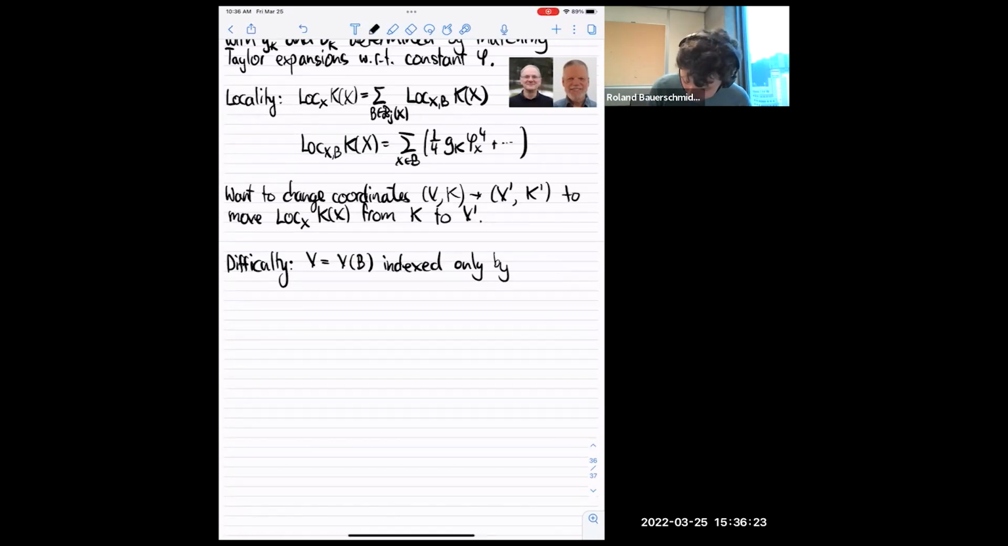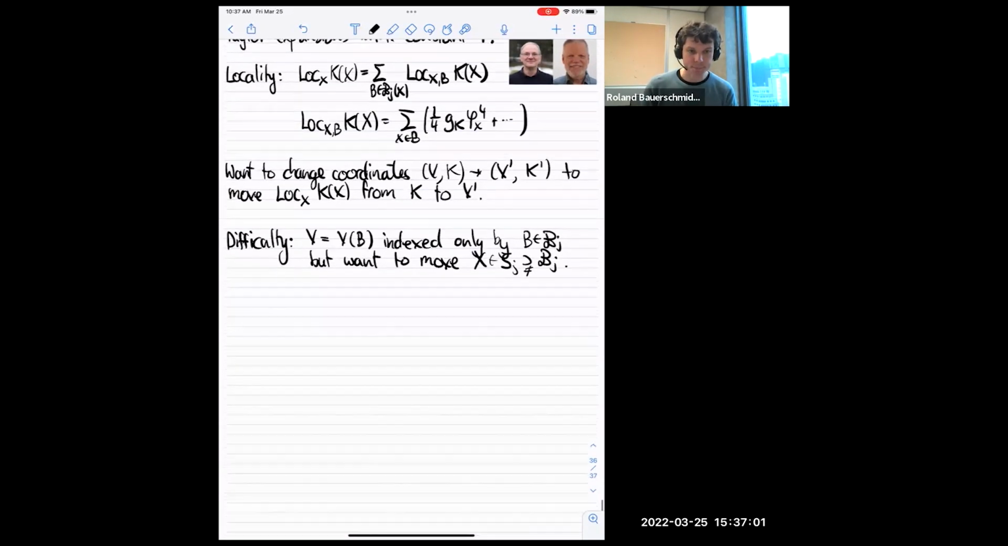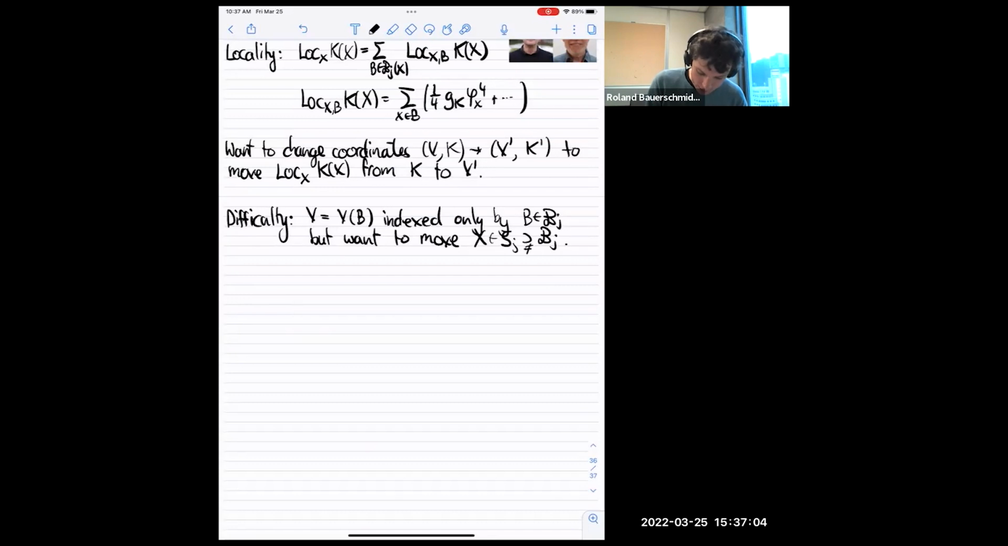So blocks. On the other hand, we want to move k of x for x, which is a small set, which strictly speaking contains the set of blocks. So you can imagine that if you want to remove k on a block into V, this is possible because both are indexed by the same blocks. But it turns out we want to move much more into the V coordinate than is given by blocks. And this is made possible by the locality assumption.